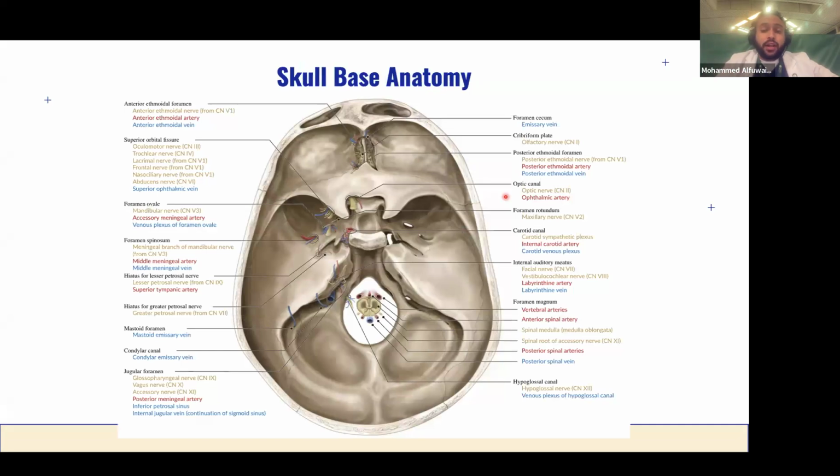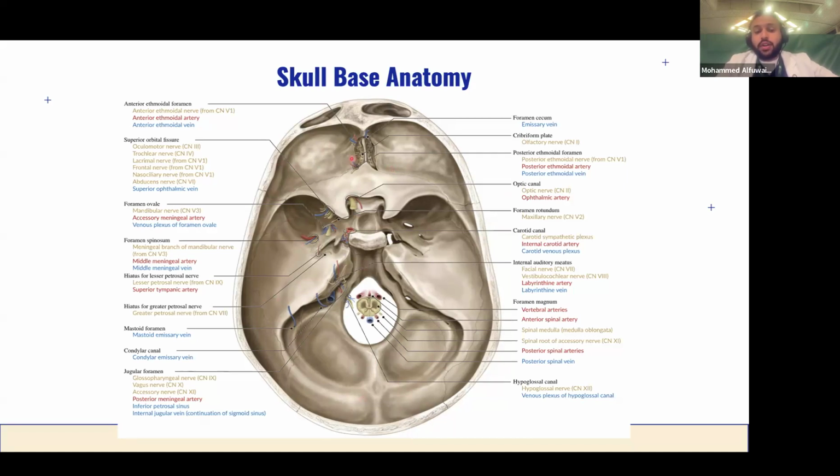So now what's very high yield, and you already took some or the majority of this in neuro, is the skull base anatomy. You need to know where the cranial nerves come out from. Important arteries too, it's usually nerves and arteries that you need to know. Veins are less important. But the skull base, we divide into three sections. We have the anterior cranial fossa, middle cranial fossa, and then the posterior cranial fossa.